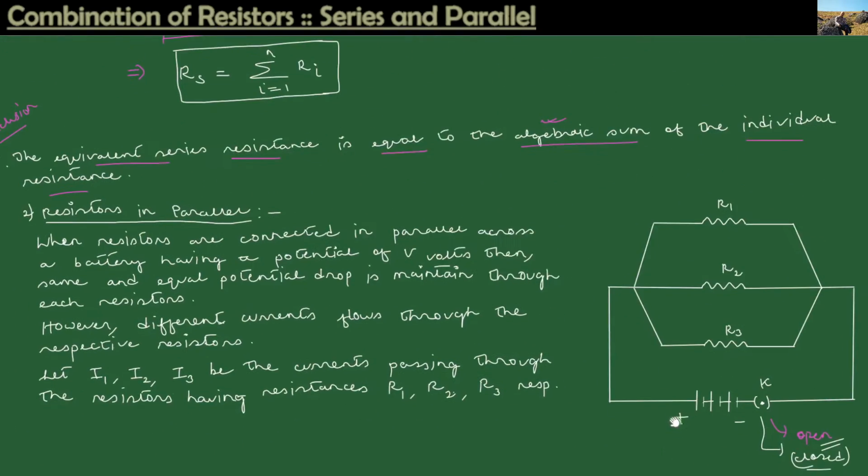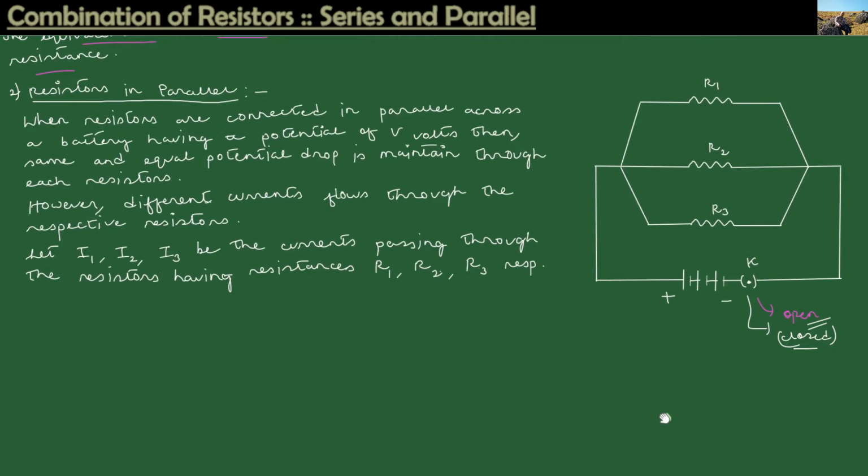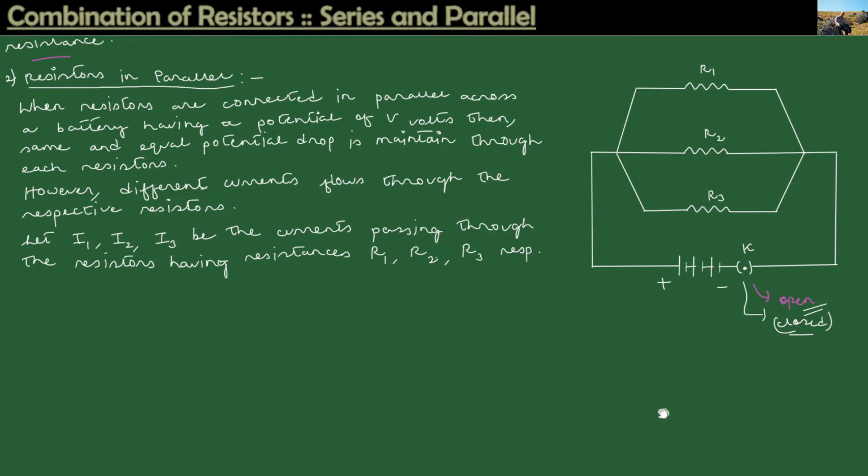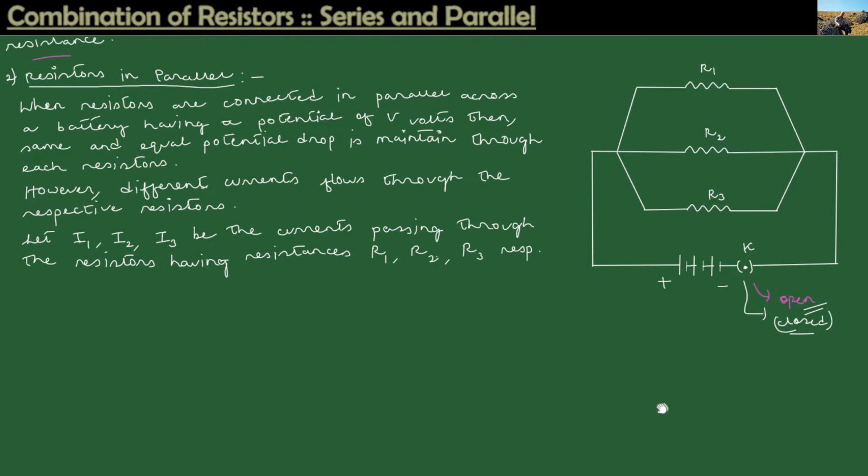So from here, when resistors are connected in parallel, always remember that the potential through all the resistors will be the same. That is the most important key feature. That means when resistors are connected in parallel across the battery, they will have the same potential V.